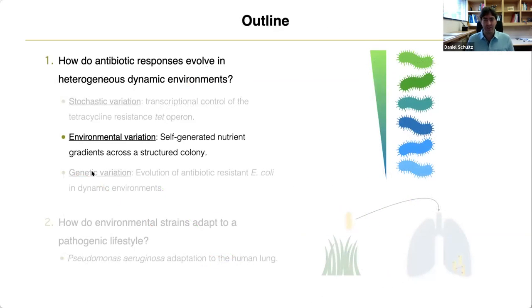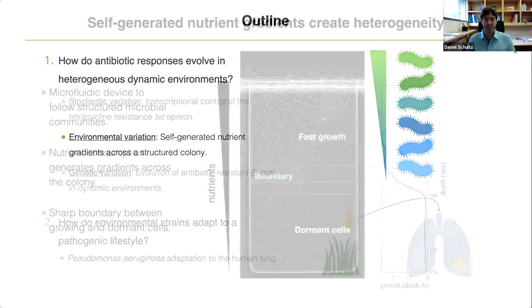Another thing that I want to talk about is this environmental variation. This is another source of variability in microbial communities, and this is because of differences in the immediate surrounding of the cells in a colony, and this can also lead to different phenotypes. This is a general feature of structured communities where the cells exchange chemical compounds with the environment, and they can create gradients across the colony.